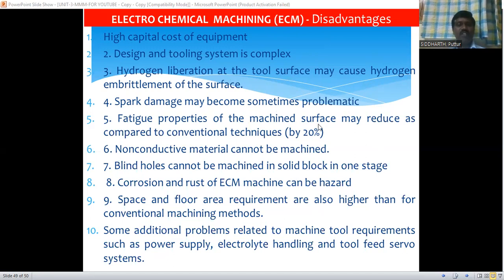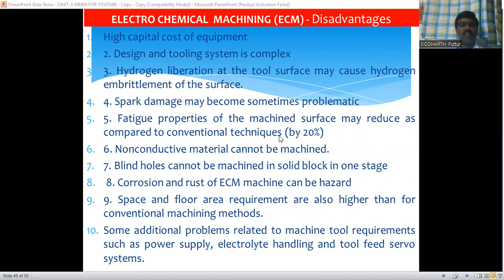Fatigue properties of the machined surface may be reduced as compared to the conventional techniques. So the fatigue strength of the components produced by this ECM is 20% less than that of the conventional components. Non-conductive materials cannot be machined, as we discussed already. It is only useful for conductive materials. If it is a conductive material, irrespective of its hardness and strength, it can be cut. Blind holes cannot be machined in a solid block in one stage. That is also a drawback.